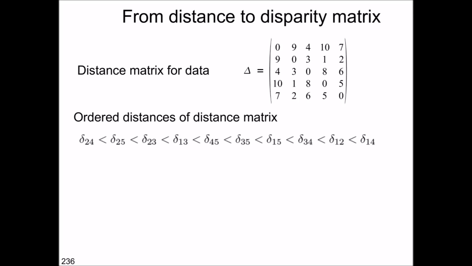And the ordered distances of the distance matrix are shown below in the center of this slide. So we have the distance 2, 4 is smallest. The distance is just 1. If we look at 2, 5, that's the distance of 2. We look into row 2 and column 5. That's the second lowest. Distances 2 and 3, that's distance 3, is the third lowest, and so on and so on.